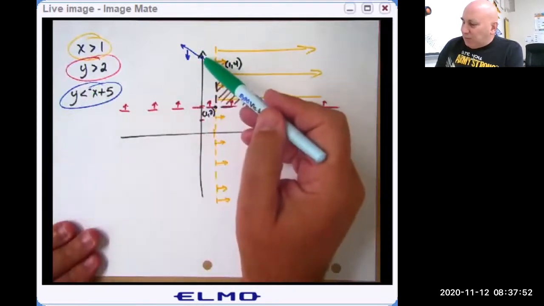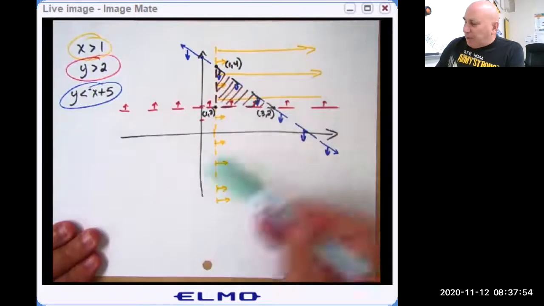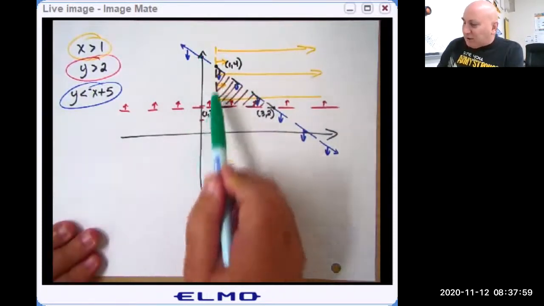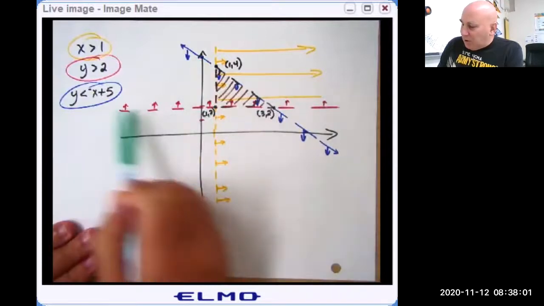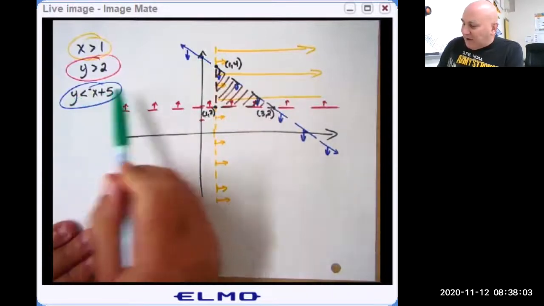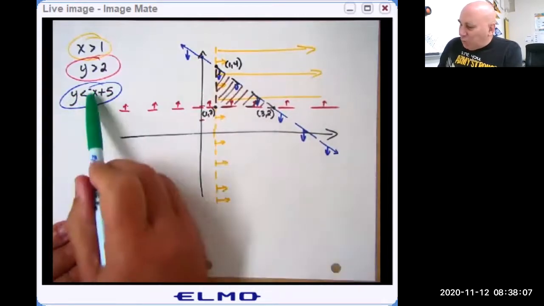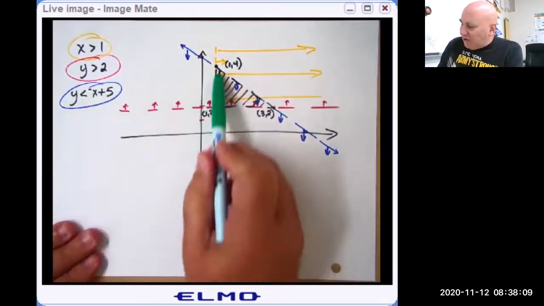Too many times students come out here perpendicular to it. That's not what less than means. Less than means straight down. So if X is 0, Y is less than 5. So it's anything along this line. If X is 1, Y is anything less than 4.